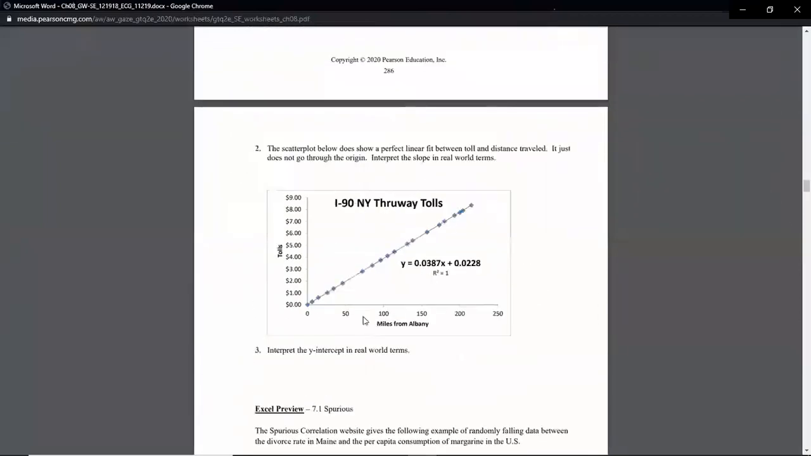Here is a chart of the miles from Albany, New York, to the price of a toll. And somehow this has absolute perfect correlation. I feel like these numbers were probably fudged, or that the concept is something a little different. So this is different tolls. I just don't feel like these tolls would correlate so perfectly. So I don't know if this data was fudged or if it's real.